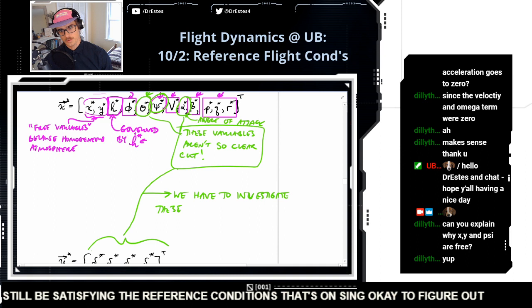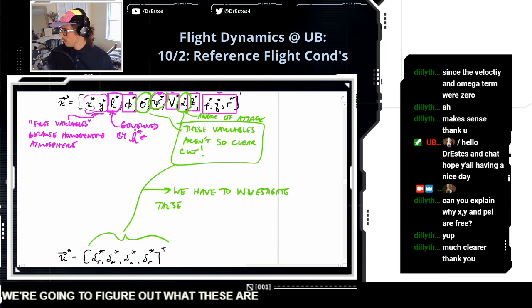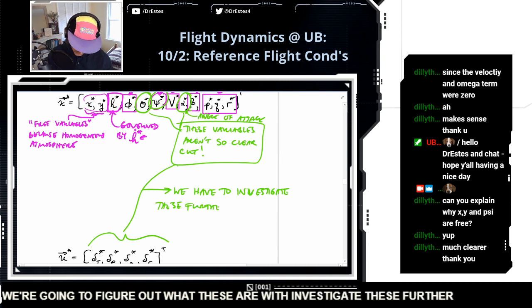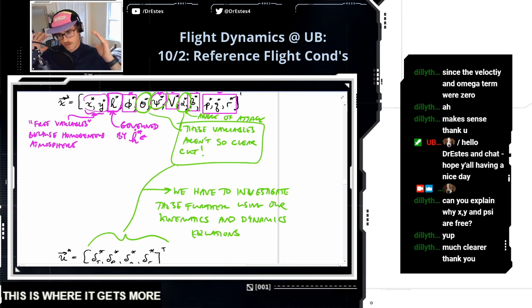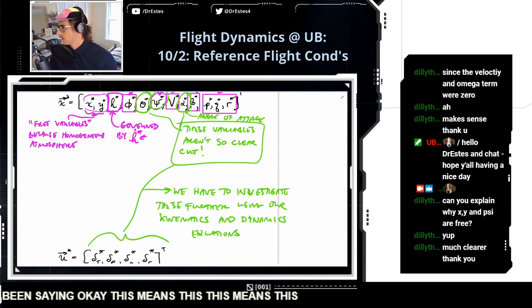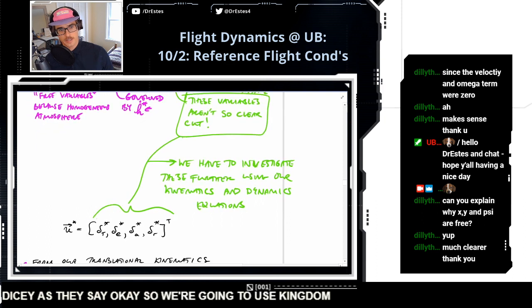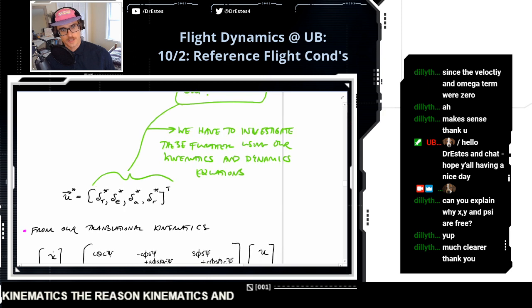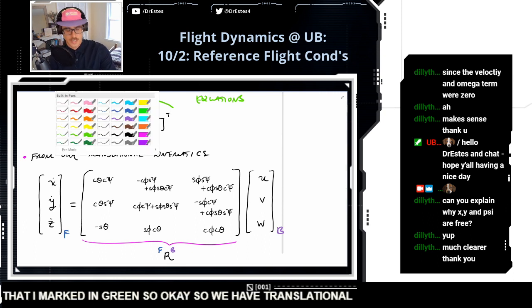So to figure out all these other variables that aren't explicitly specified, hey, you're welcome, Dilly. The way that we're going to figure out what these are is we have to investigate these further using our kinematics and dynamics equations. And this is where it gets more fun and interesting, because basically we've just been saying, okay, this means this, this means this. Now it's going to get a little more dicey, as they say. So we're going to use kinematics and dynamics. Let's start with kinematics. We're using kinematics and the conditions to determine some of these variables that I marked in green. So we have translational and rotational kinematics.